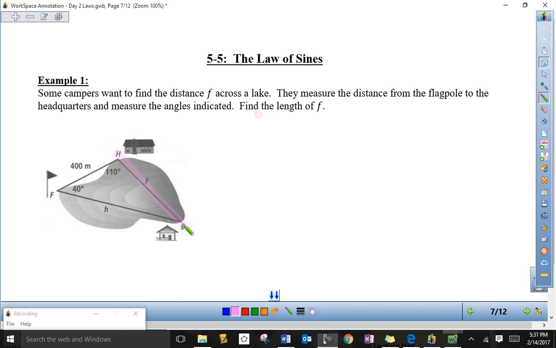In order to do that, we need to know the angle across from it and the sides on either side. If you notice here, we don't have that information. So we're not allowed to use the law of cosines here. That's where the law of sines comes into play. I'm going to talk about the law of sines a little bit and then come back to this problem.